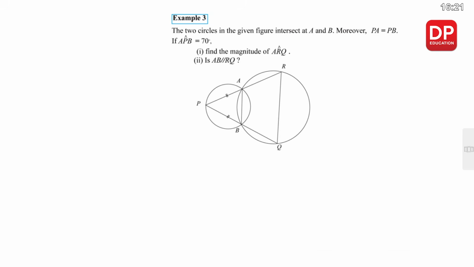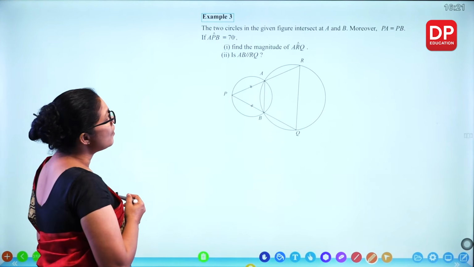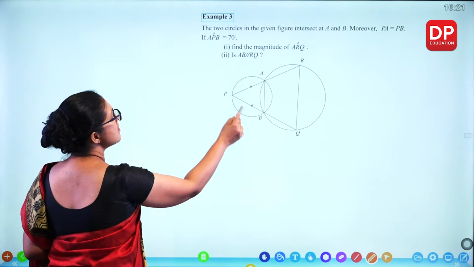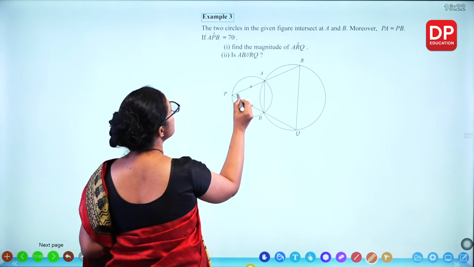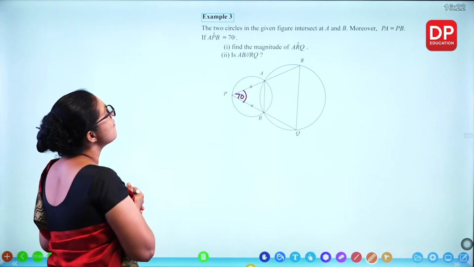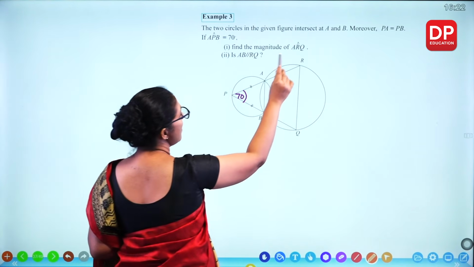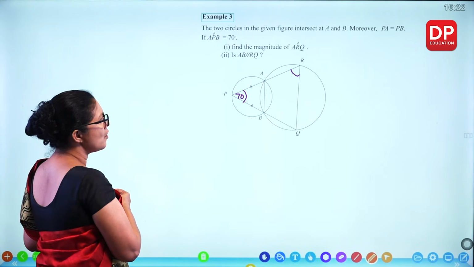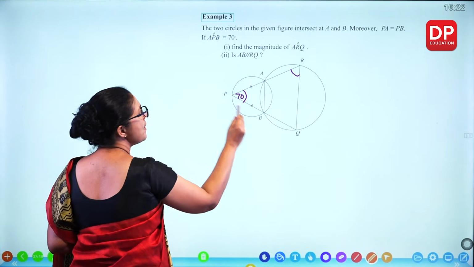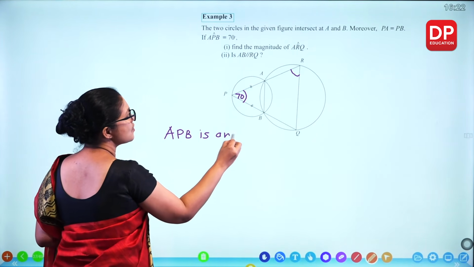Example number 3. The two circles in the given figure intersect at A and B. Moreover, PA equals PB. This is already given. If APB is 70 degrees, find the magnitude of ARQ. ARQ is this one. We can find it out using this information. Now, APB is an isosceles triangle.